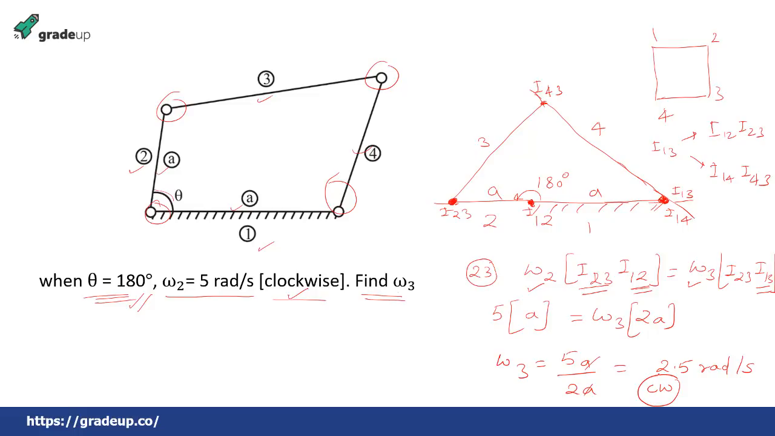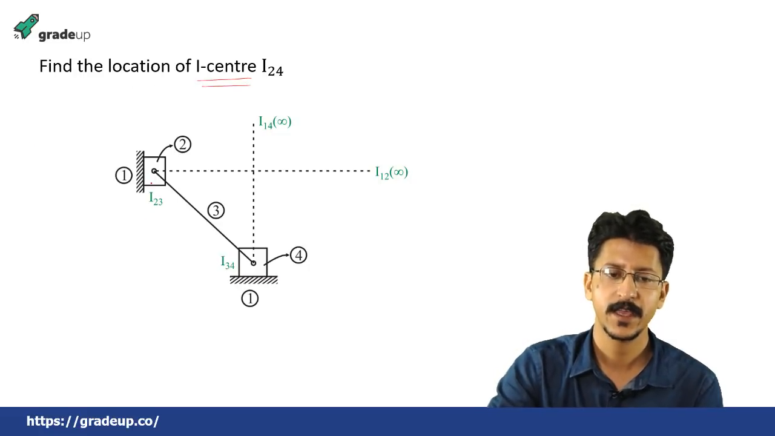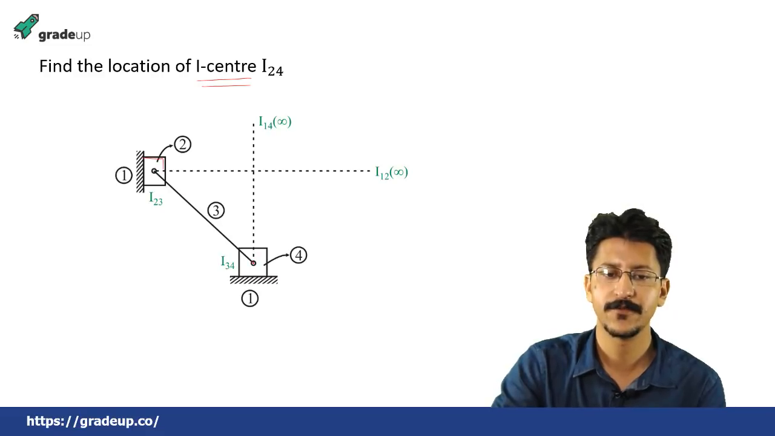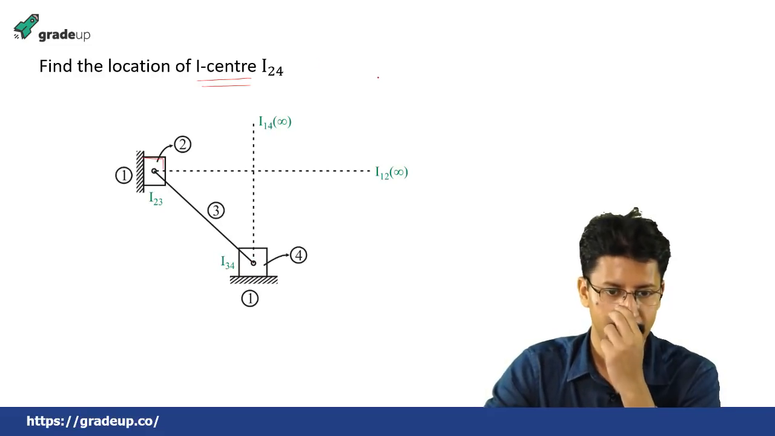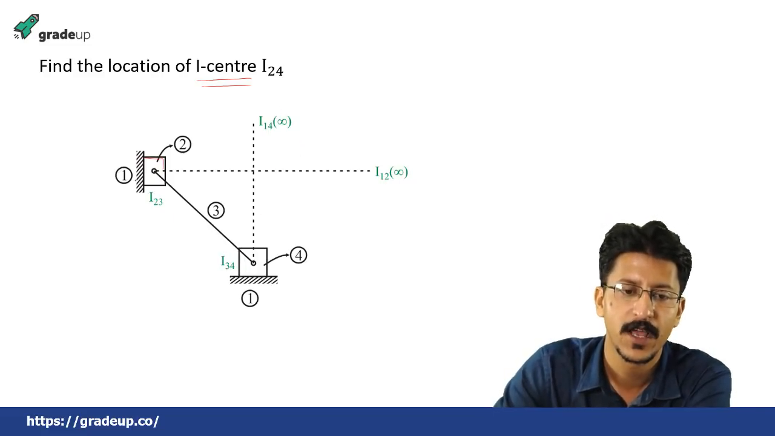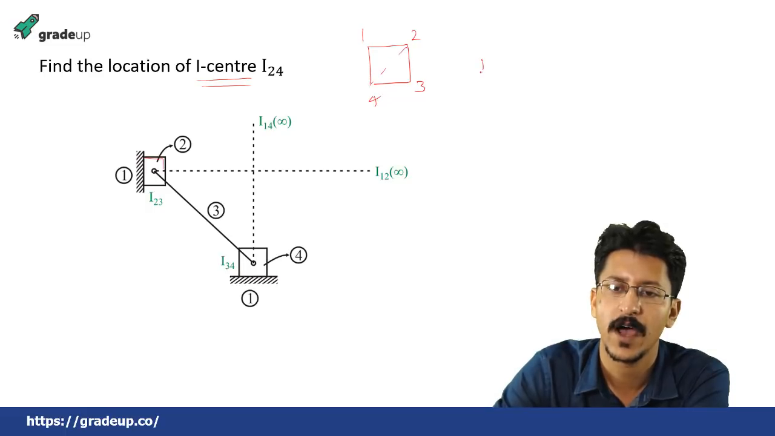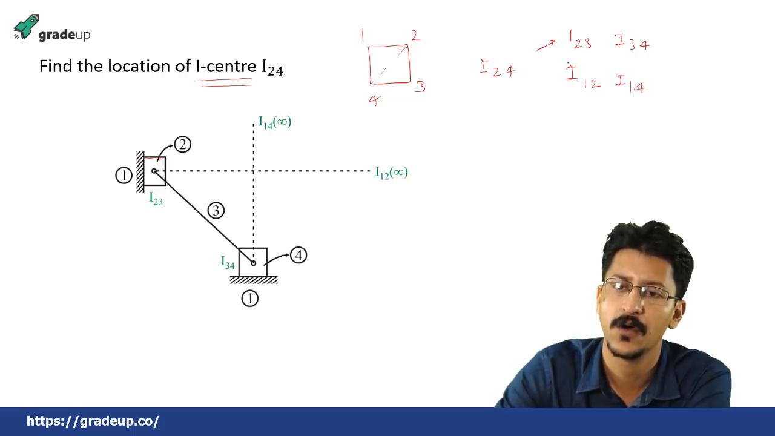Okay, I hope you get this about the Kennedy theorem. One more: find the location of I center I24. This is link 2, this is link 4. I24, this is again a 4-link mechanism, links 1, 2, 3 and 4. You need to find I24, so I24 can be found using I23, I34 and I12, I14.